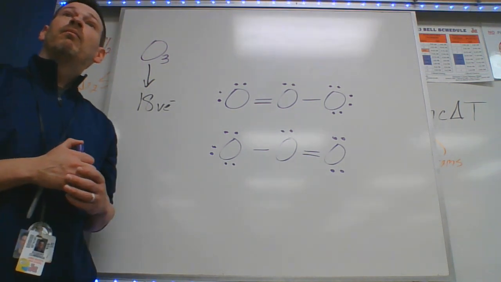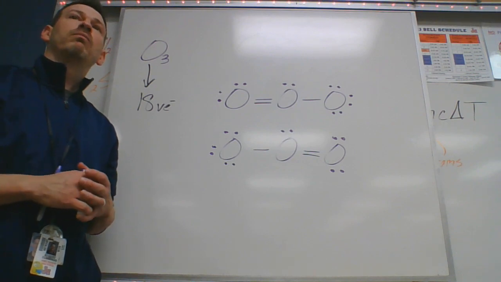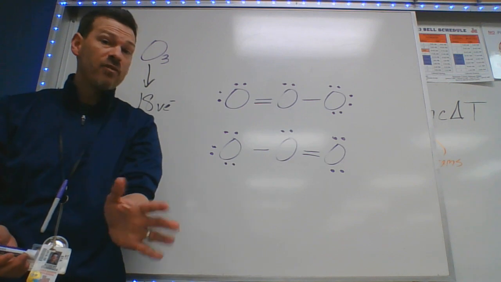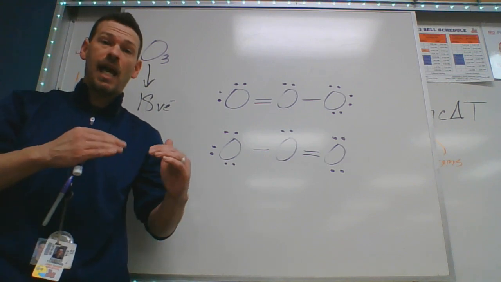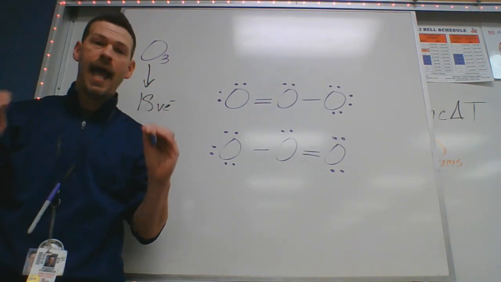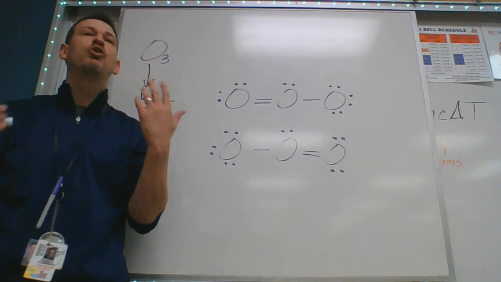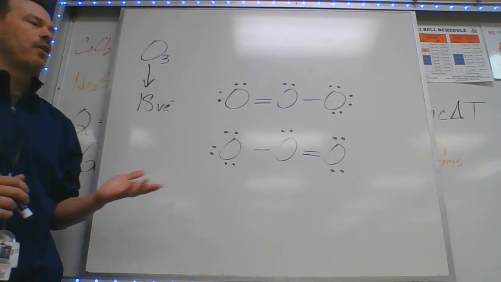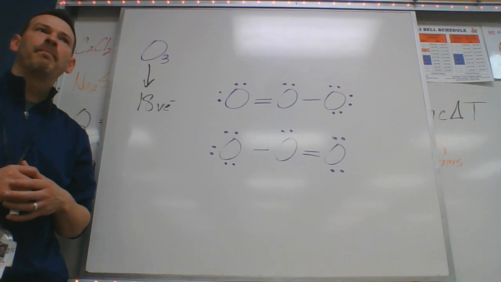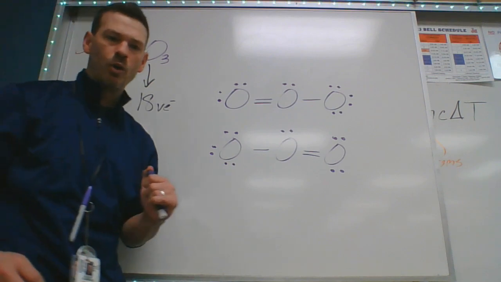I'm sorry? Nope, we're going to do another one. I'm just demonstrating that ozone does have resonance structures. Now, not everything does, and some things have many resonance structures. But ozone has 2. There are 2 ways to draw O3, and there they are. Pretty simple, yeah? Let's do one more, and we'll call it a weekend.